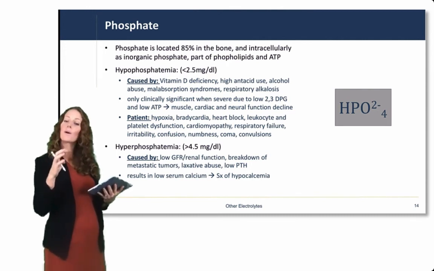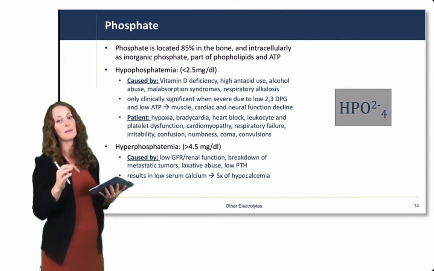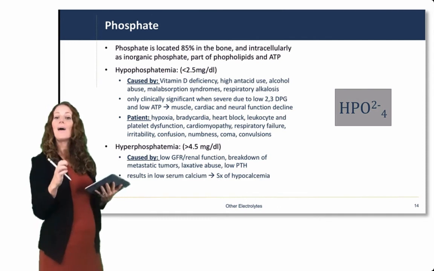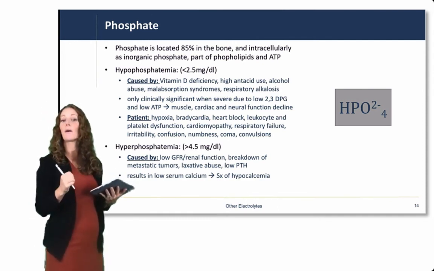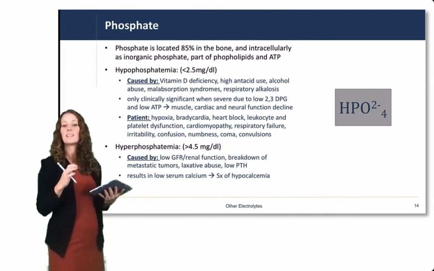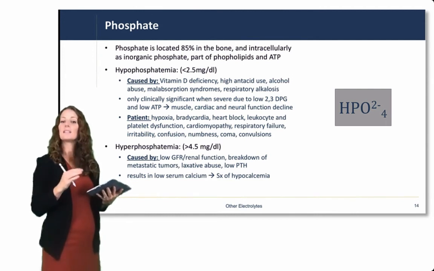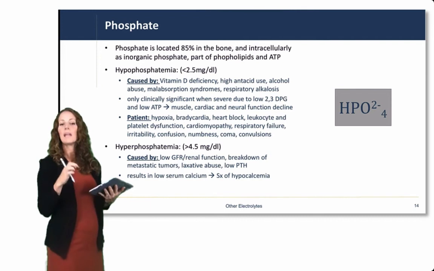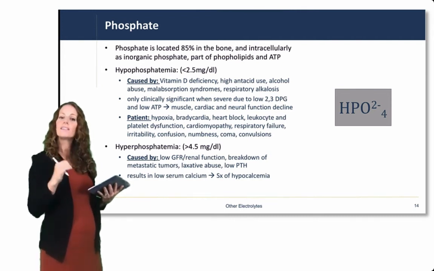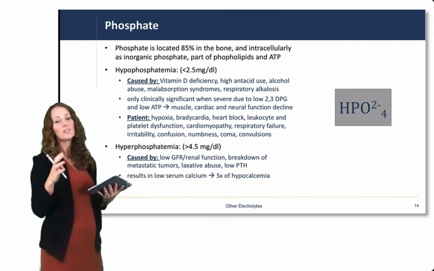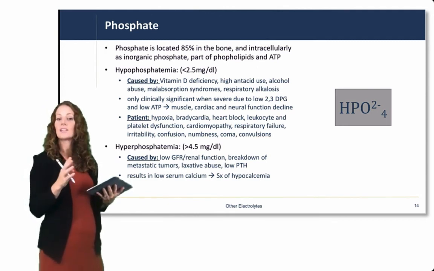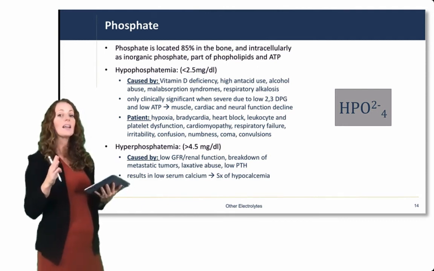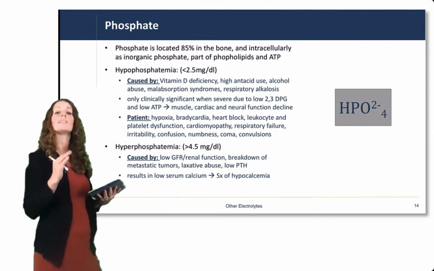It's caused by hormone deficiencies, particularly vitamin D deficiency, alcohol abuse, malabsorption syndromes, and respiratory alkalosis. It's only clinically significant when it's very severe. Patients with low phosphate might show low heart rate, heart block, and other dysfunctions. But again, it's not incredibly clinically significant unless it's very severe.